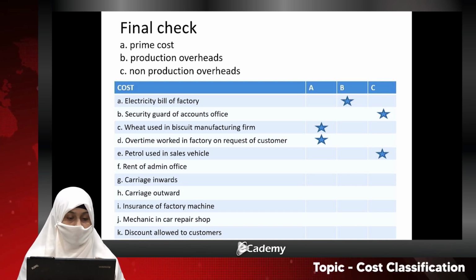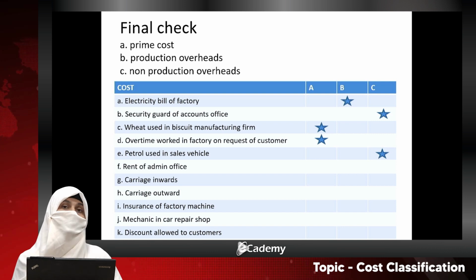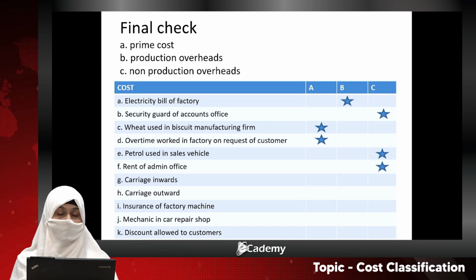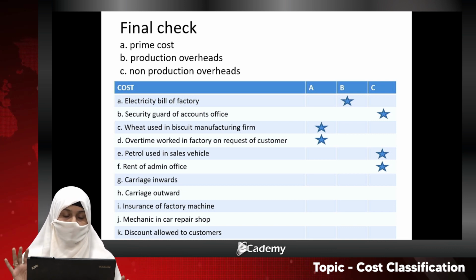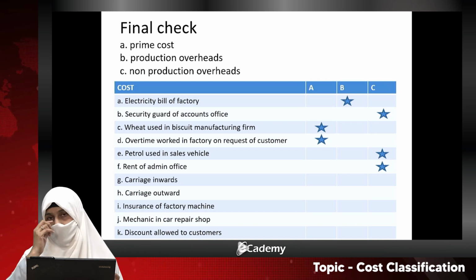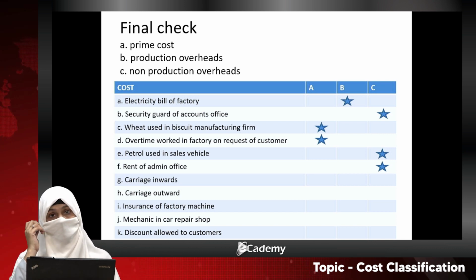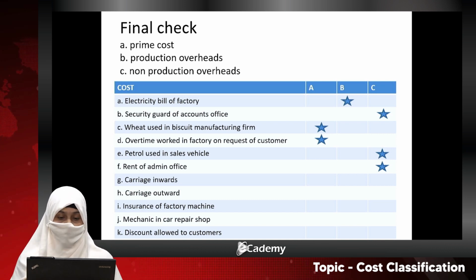We have confidence over here that rent is an overhead. Now the question arises whether this rent is production overhead or non-production overhead. The answer is, because it's incurred in the admin office, yes, it's a non-production overhead. My suggestion to you is to pause the video over here, or at the start if you got the concept, and try to find out the answers yourself, and then compare it with my solution, so that you know whether you have got a clear understanding of this concept or not.